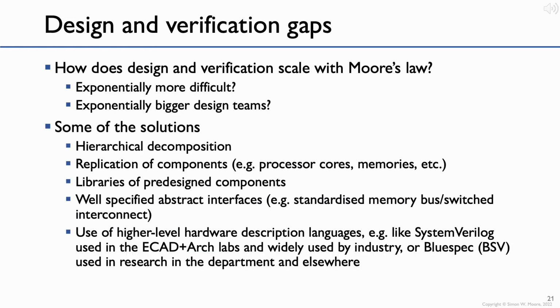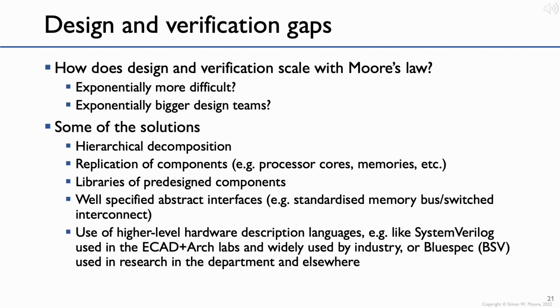With ever more transistors, we obviously have a design and a verification challenge. Does design get exponentially more difficult as we have exponentially more transistors? And do we need exponentially bigger design teams, or are there efficiencies to be had? Well, there are a number of solutions, and in fact we've seen the same sort of thing also happen in the software space, where people build ever more complex applications, and yet we don't have bigger and bigger software teams.